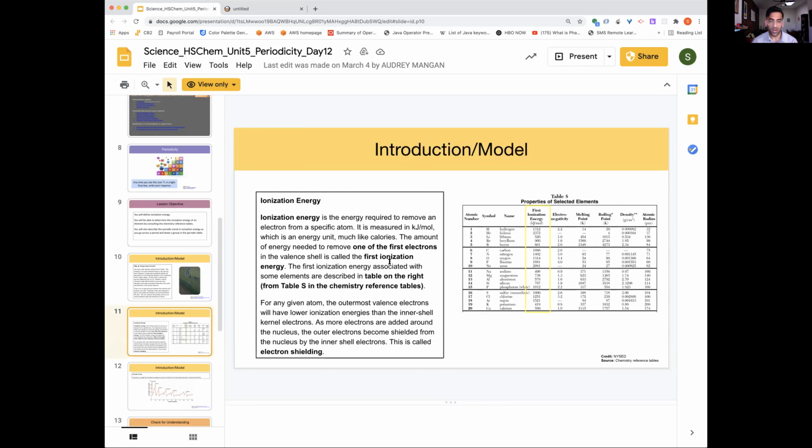And so as they define it here, ionization energy is the energy required to remove an electron from a specific atom. Now, first of all, if we recall from early on in the chemistry course, an ion is an atom with an unequal amount of protons and electrons, resulting in an overall charge, okay?